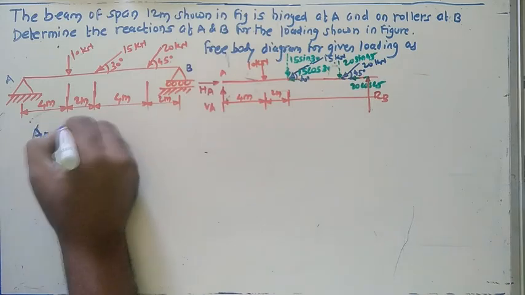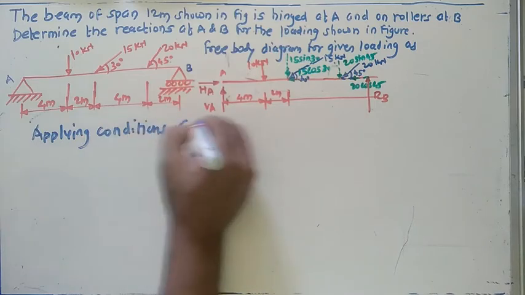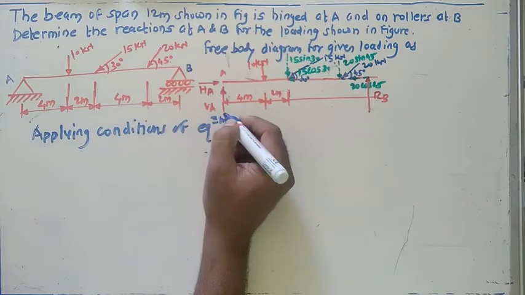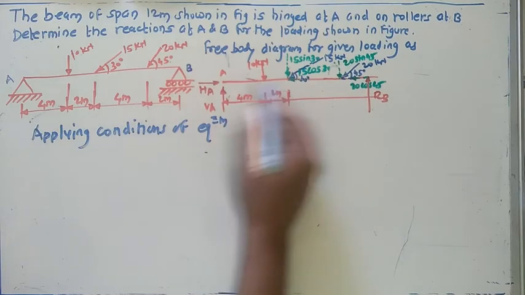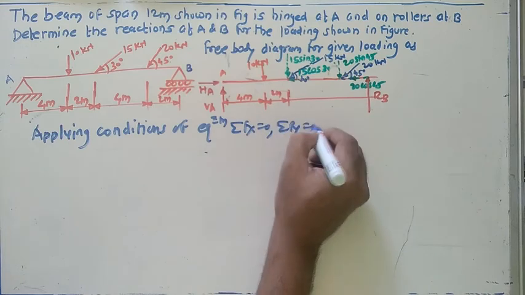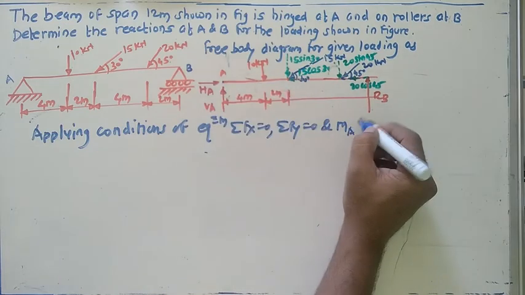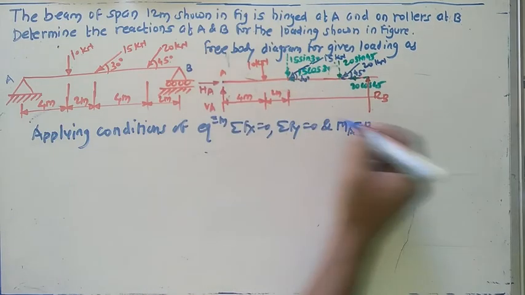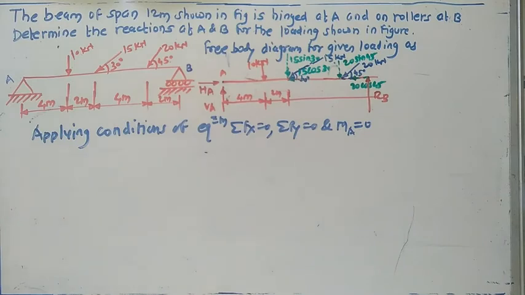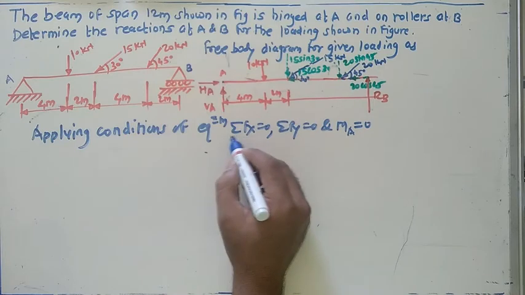Applying conditions of equilibrium. What's about the conditions of equilibrium in case of general force system? We know summation of Fx equals 0, then summation of Fy equals 0, and the moment about, if I just consider this point A, moment about this point A equals 0. Now apply one by one equation and get the answer for your required unknowns. So here first of all just apply the first equation.